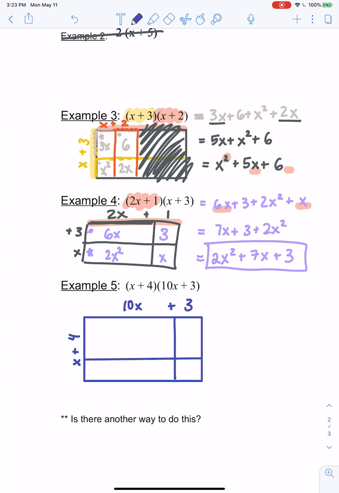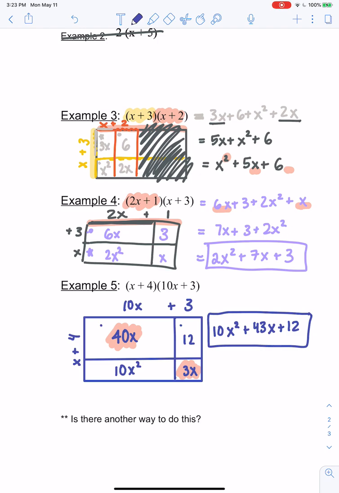Then we want to multiply our base and height of each of the smaller rectangles to get the total area. So we have 40x, because that's 4 times 10. Then we have 3 times 4, which is 12. x times 10x is 10x squared. 3 times x is 3x. And then we will see, a shortcut is, hey, 40x and 3x, those are like terms. So 40x plus 3x is going to be 43x. So we can say this is equal to 10x squared plus 43x plus 12.